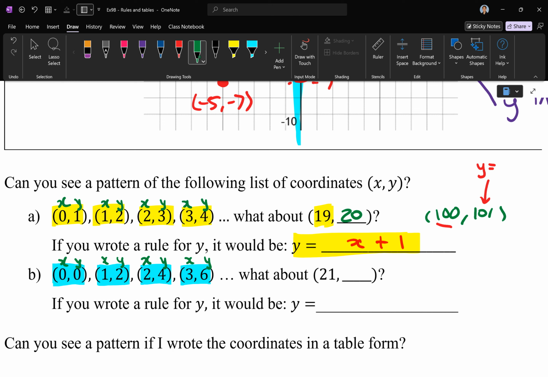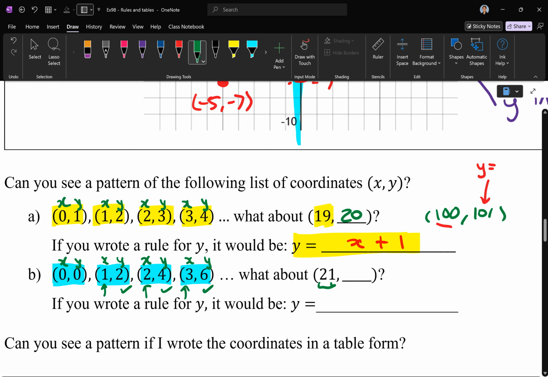Yeah, so the pattern here is that if I told you x was 21, hopefully you realize all I did was double whatever x was. So double of 1 is 2. Double of 2 is 4. Double of 3 is 6. So if I know x is 21, double of 21 is 42. So what's the rule? The rule was that whatever you want y to be, it is x times 2.